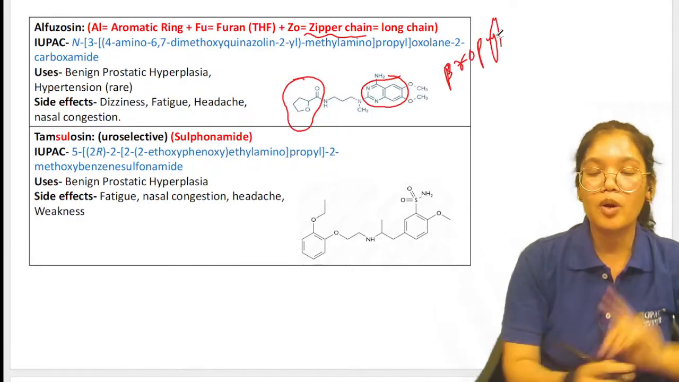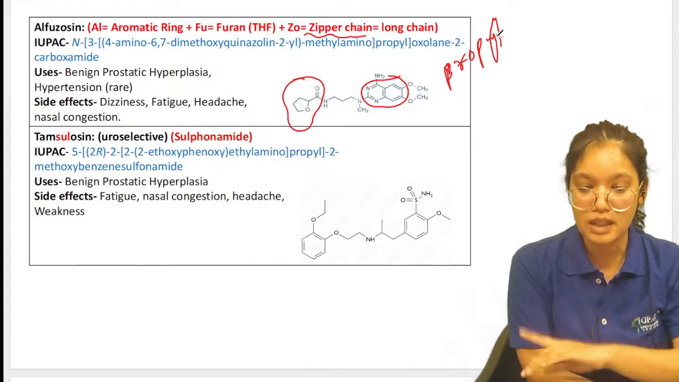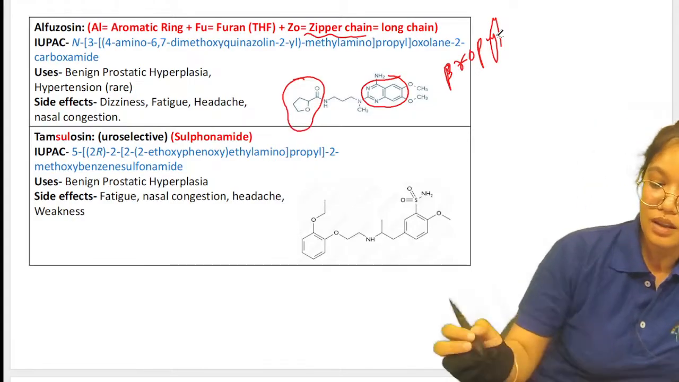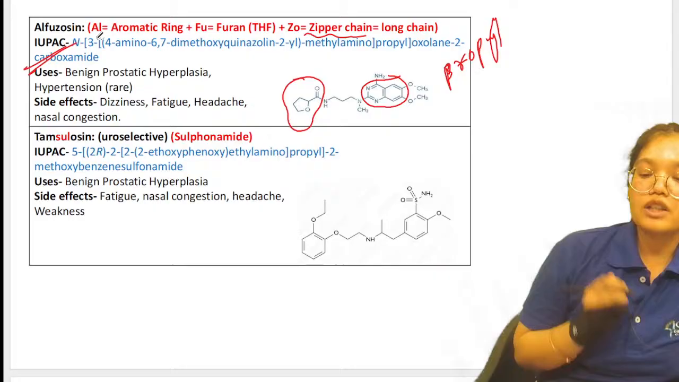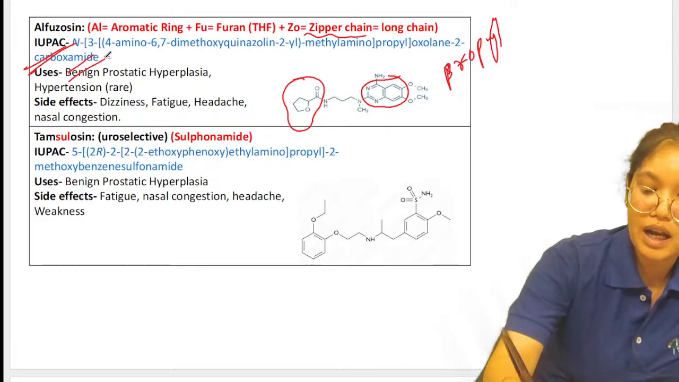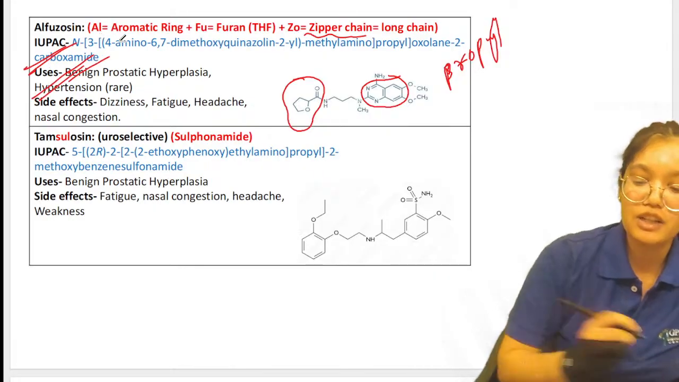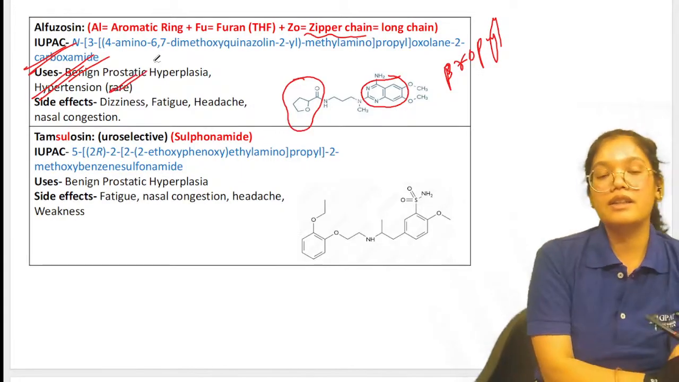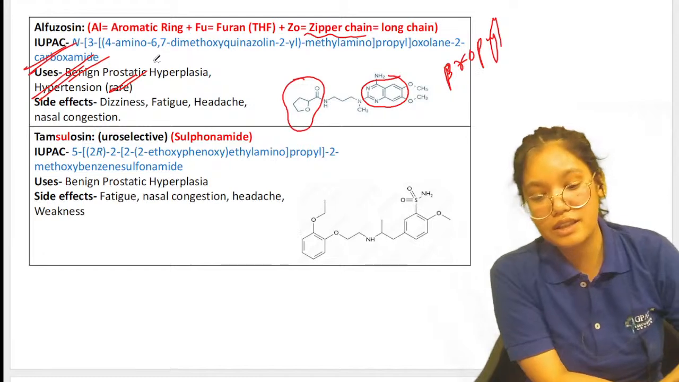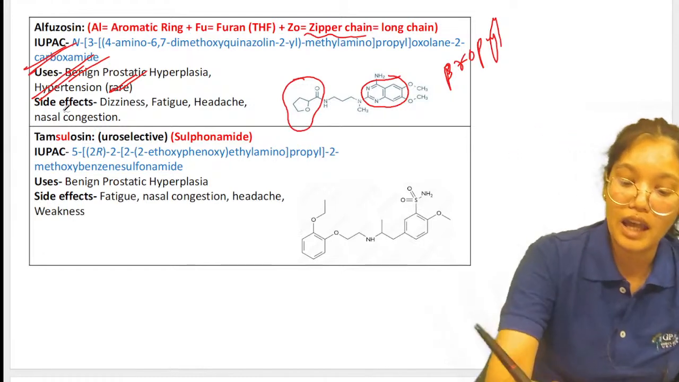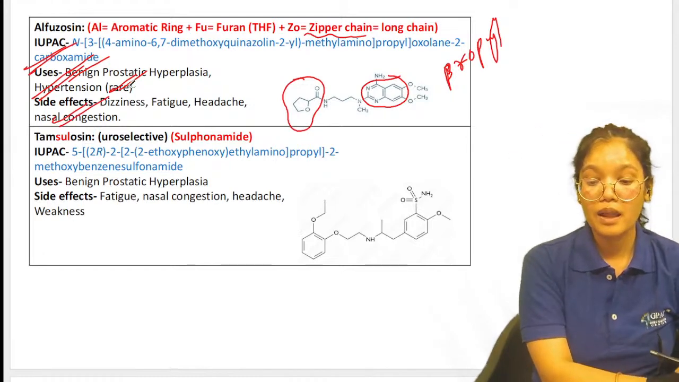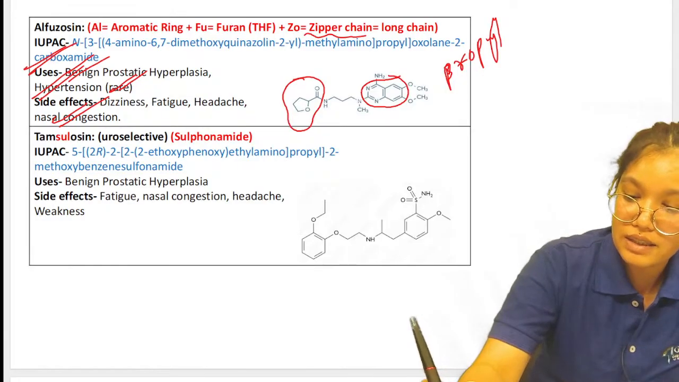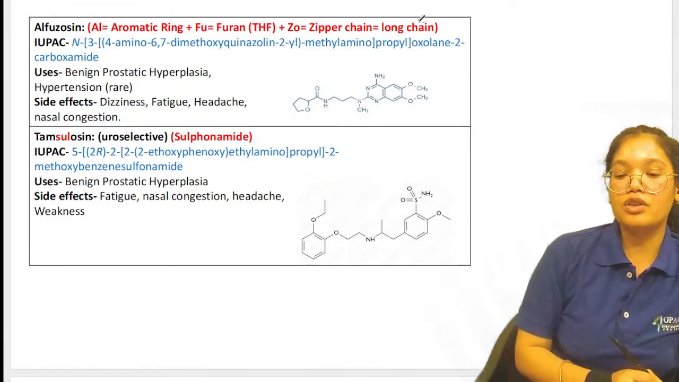Remember this, we have a propyl chain in this drug. Okay. So uses, it is also used in benign prostatic hyperplasia, then the hypertension. Okay, now the use in hypertension is very rare. Then the side effects: it causes dizziness, fatigue, headache and nasal congestion. Okay, so these are the side effects of this drug.